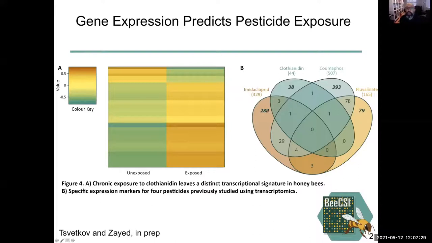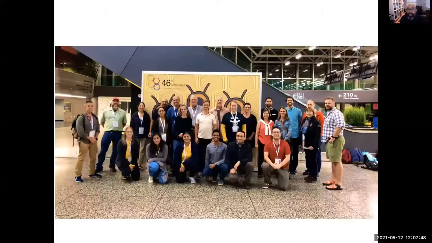So again, we're seeing this pattern that gene expression, at least for some genes, is predicting pesticide exposure. So based on the fingerprint that exposure to a pesticide leaves on a bee brain, you can predict the actual compound that the bee is being exposed to. So this inspired us to develop this project called BeeCSI, which involves a very large community of Canadian bee researchers.